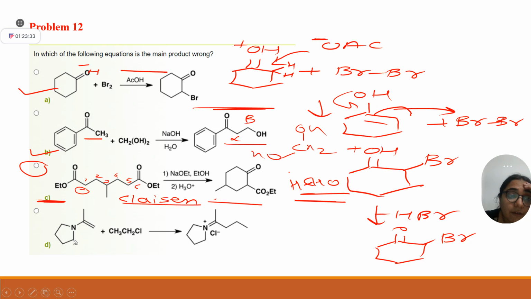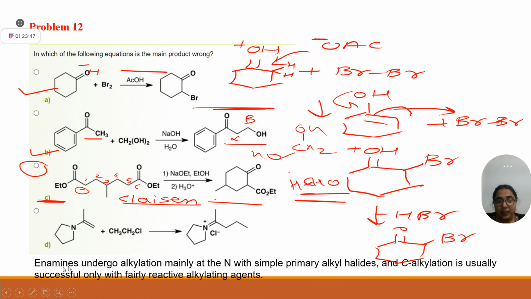Okay, why is D wrong? Because students, what they are doing is nitrogen lone pair pushing and then this negative charge is attacking onto this and forming this iminium ion. But what does the explanation say to you? You can write it in your notebook with a red pen. Enamines undergo alkylation mainly at the nitrogen with simple primary alkyl halides. C-alkylation is successful only with reactive alkylating agents. So you can write it in your notebook.